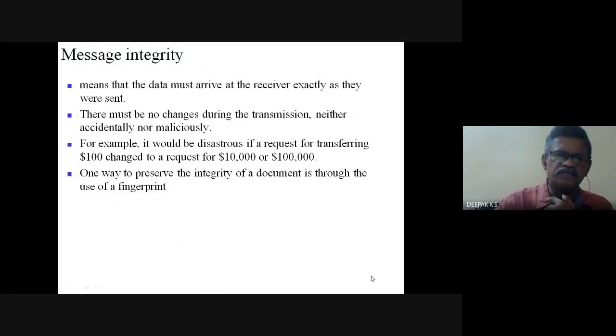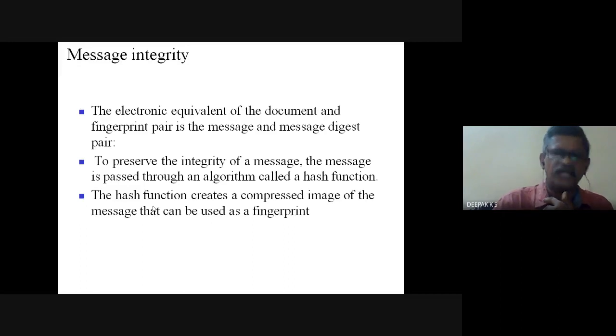One way to preserve the integrity of a document is through the use of a fingerprint. So basically we have digital methods, an electronic equivalent of the document and fingerprint pair, which is the message and message digest pair. You have a document and a fingerprint. The electronic equivalent is message and message digest. Now to preserve the integrity of a message, the message is passed through an algorithm. We need to generate a fingerprint, and that algorithm is called a hash function.